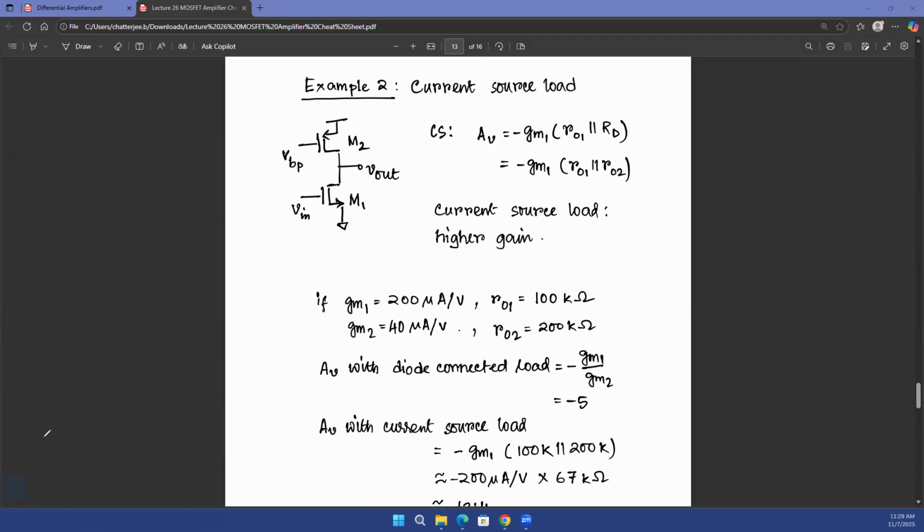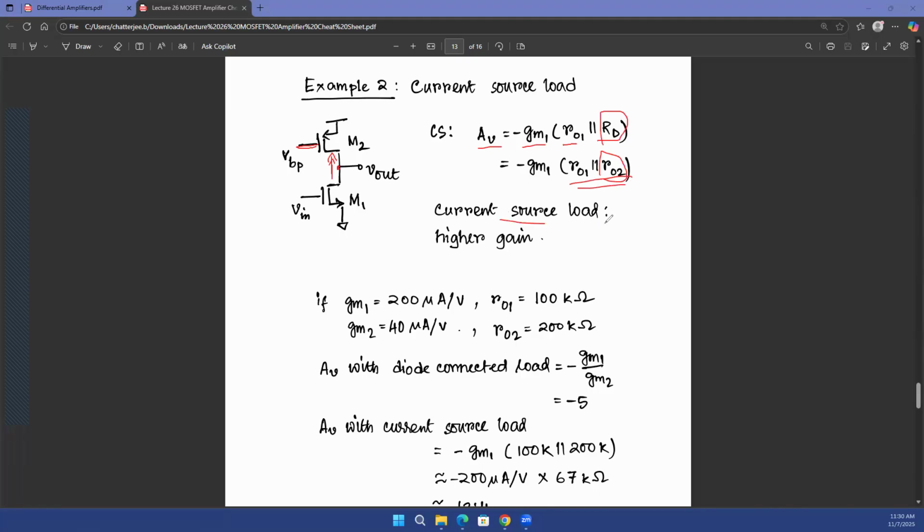So if you don't have a diode connected load, that means looking up, you see M2 with the gate of M2 biased in a way that M2 is in saturation, but M2 is not diode connected. M2 needs to be in saturation because you want to use the saturation formulas. In that case, your gain is going to be minus gm1 times RO1 in parallel with RD, and RD, the resistance looking up at the output drain terminal of the M1 transistor, is equal to RO2, the RO of the M2 transistor. So RO1 in parallel with RO2 is going to be much, much larger.